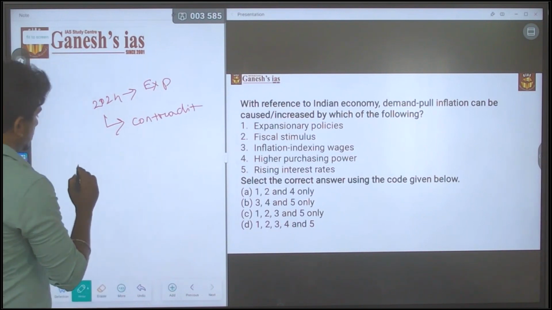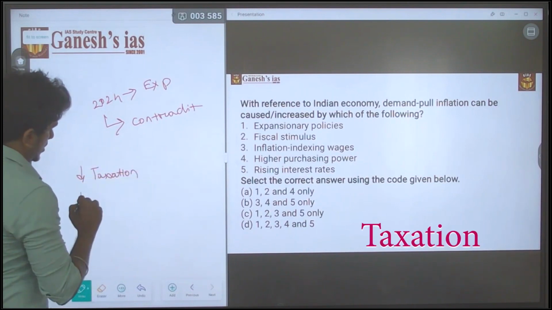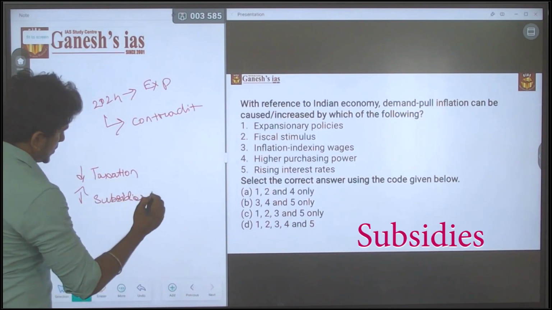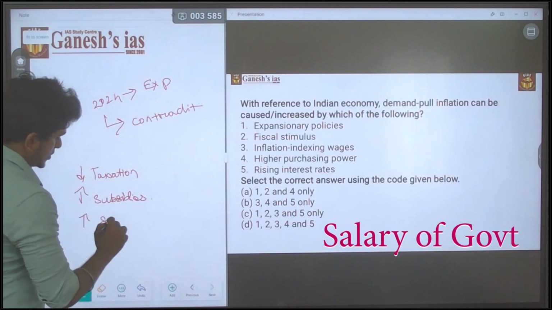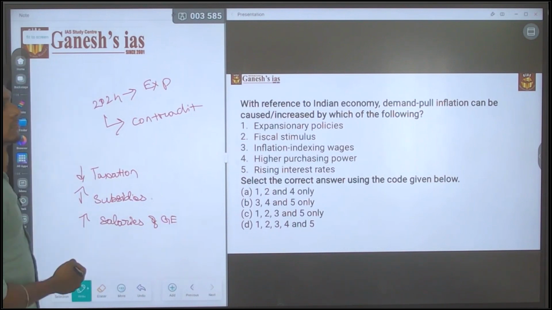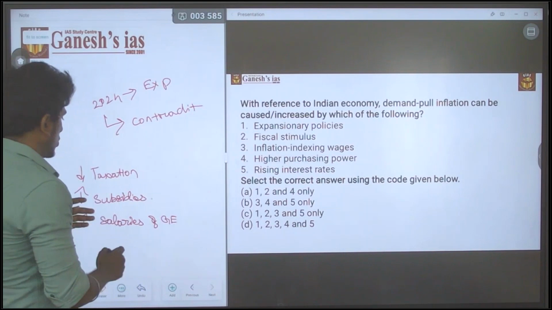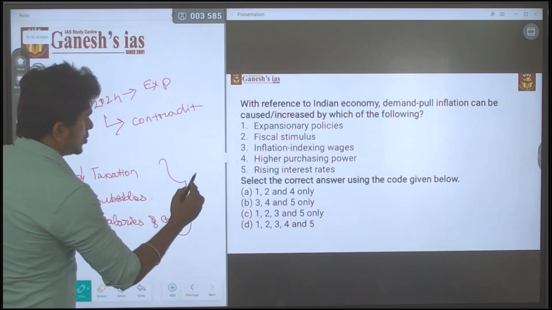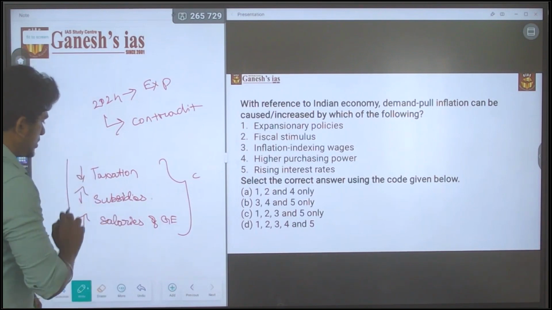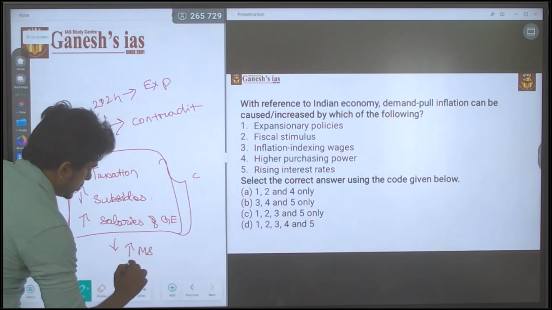So expansionary policy means reduced taxation, increased subsidies, increased salaries of the government employees. These things are called expansionary policy. If the government is doing the opposite, it is known as contractionary policy. If the government does it this way, it will increase the money supply in the market.